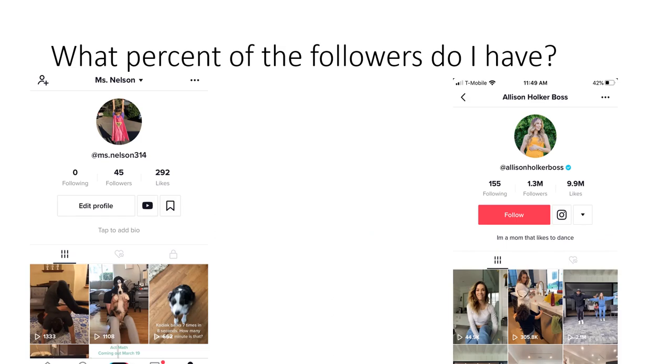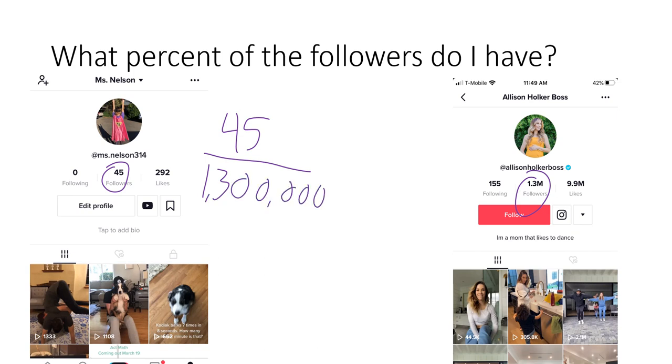Now, I have another question for you. On TikTok, I have 45 followers, but on TikTok, Allison over here has 1.3 million. Now, she's really good at dancing, so I'll give it to her. My question is, what percent of the followers do I have that she has? So the way we would do that is I want to figure out what percent I have out of what she has. So I have 45 compared to her 1.3 million. If I were to figure out what percent that is, I'm again going to divide.